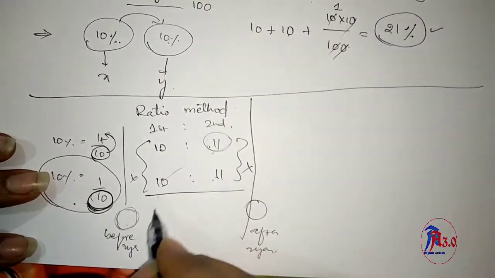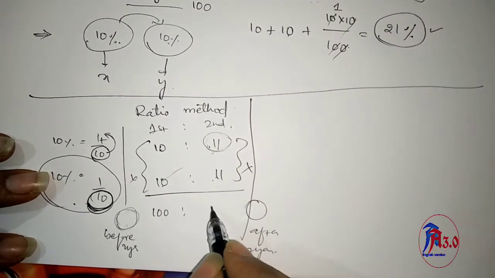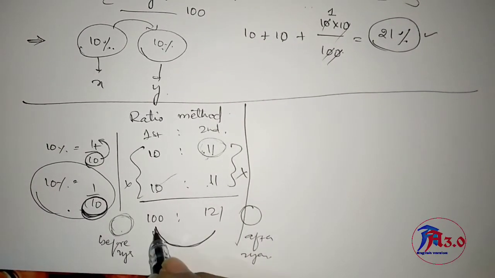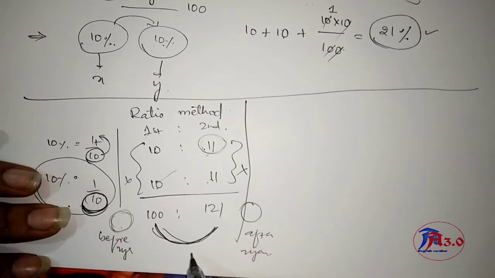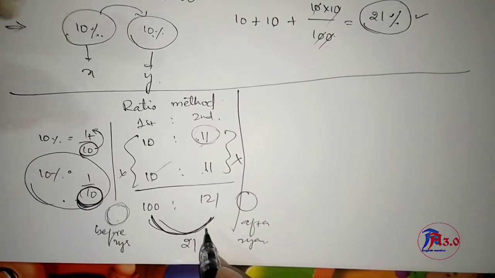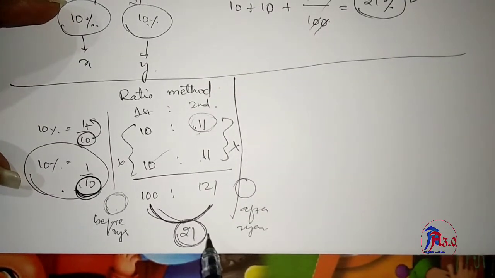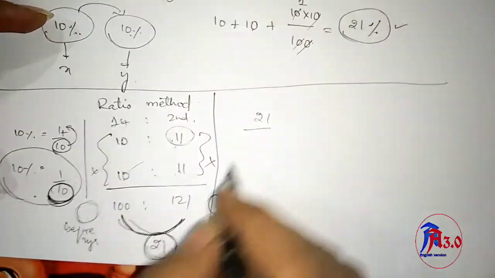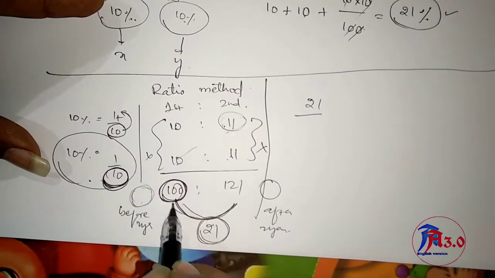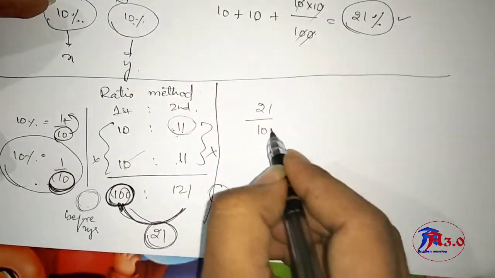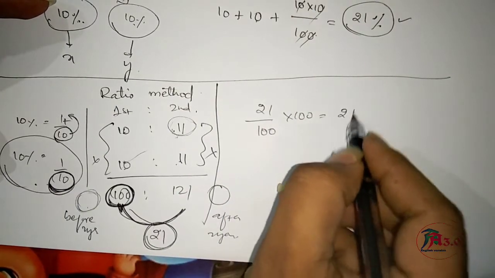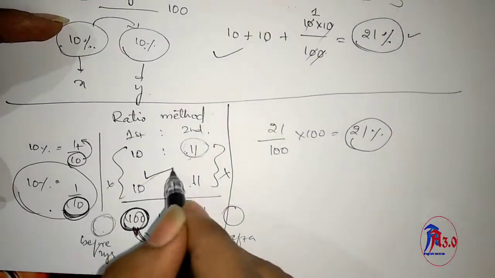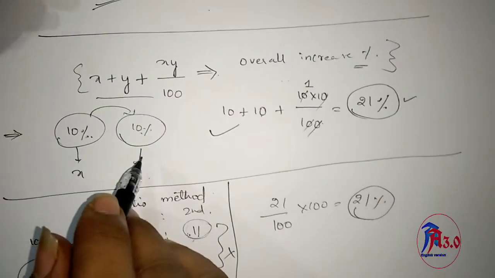If you multiply these two, you will get 100, and if you multiply these two, you will get 121. So how much is the population increased here? It is increased by 21 units. The question is asking in total percentage. So 21 upon the total, which is this value 100, into 100 gives you 21 percentage. If you take the formula also, you will get 21 percentage. If you do it by the ratio method also, you will get 21 percentage.